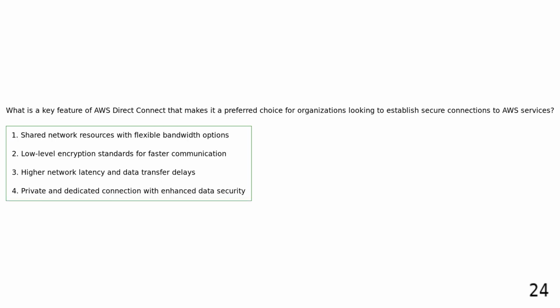What is a key feature of AWS Direct Connect that makes it a preferred choice for organizations looking to establish secure connections to AWS services? Shared network resources with flexible bandwidth options. Low-level encryption standards for faster communication. Higher network latency and data transfer delays. Private and dedicated connection with enhanced data security.